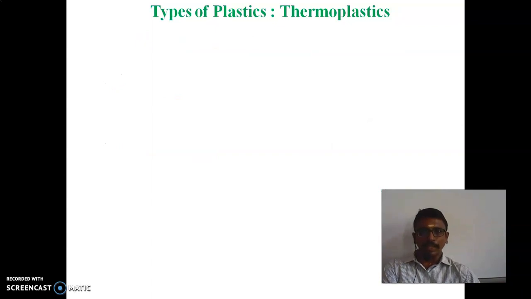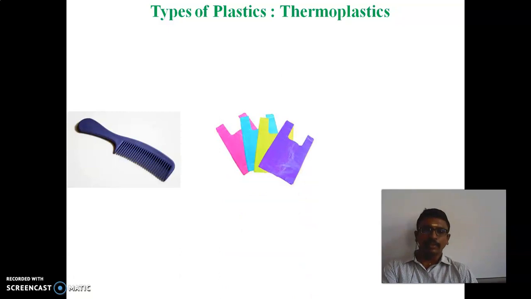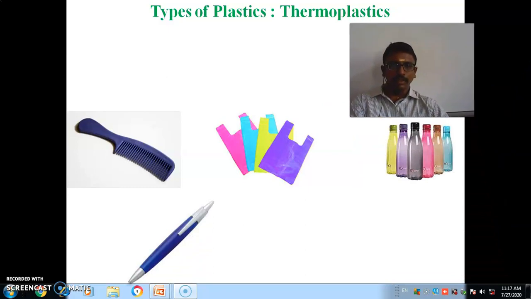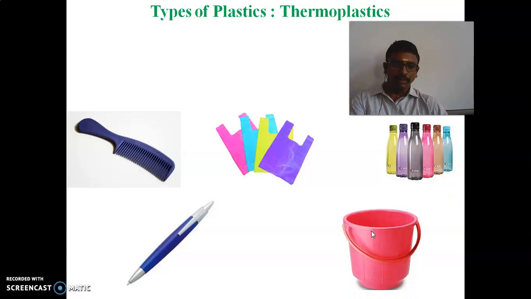And these are all the examples of thermoplastics. With the help of thermoplastics we can prepare combs, polythene bags, water bottles, plastic pens, buckets. So all of these can be manufactured with thermoplastics.